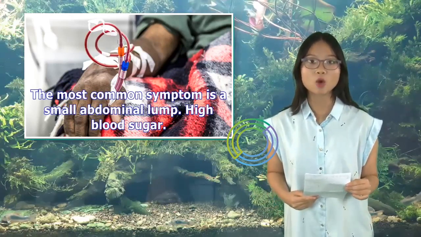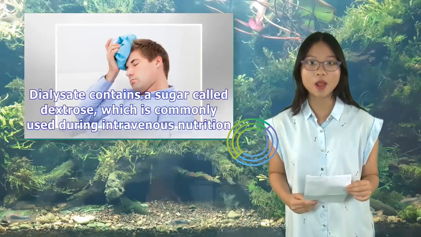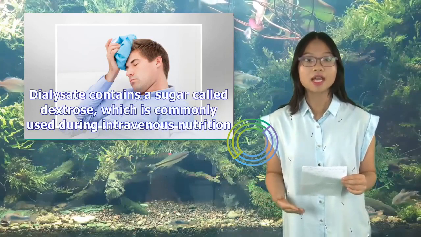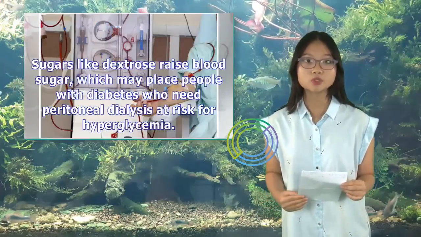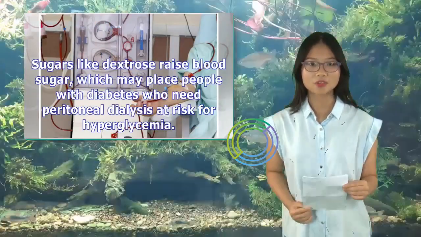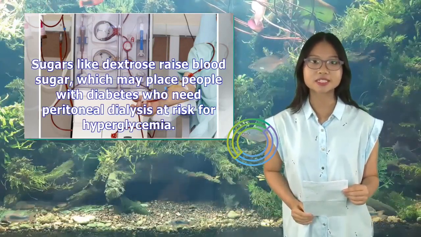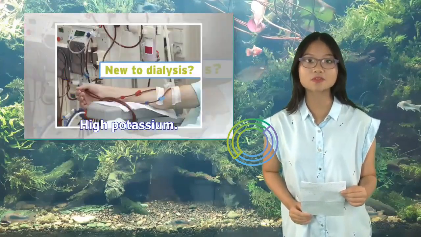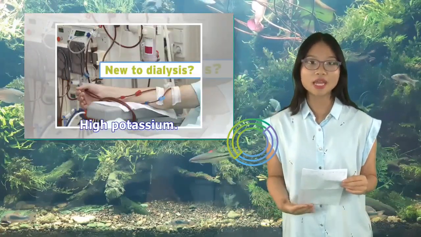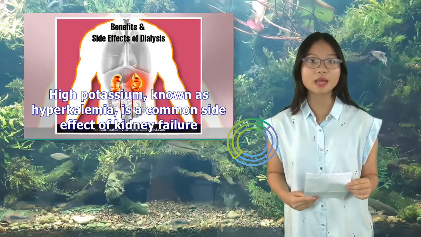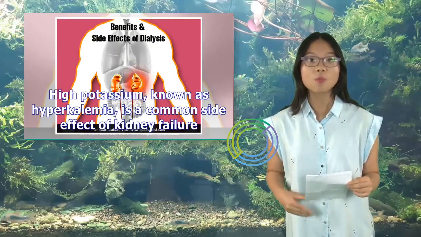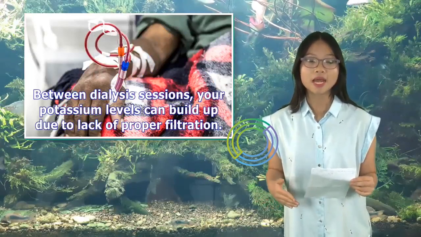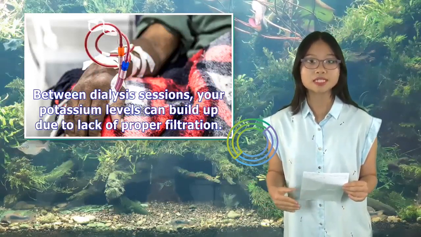High blood sugar. Dialysate contains a sugar called dextrose, which is commonly used during intravenous nutrition. Sugars like dextrose raise blood sugar, which may place people with diabetes who need peritoneal dialysis at risk for hyperglycemia. High potassium. High potassium, known as hyperkalemia, is a common side effect of kidney failure. Between dialysis sessions, your potassium levels can build up due to lack of proper filtration.